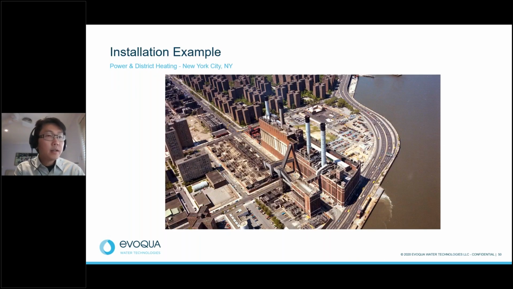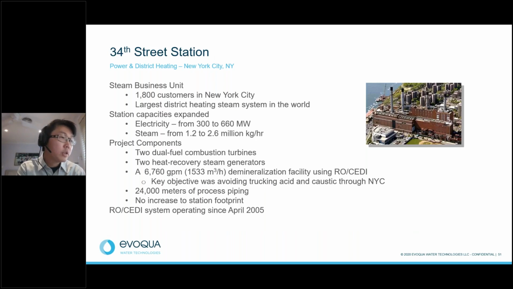So this is another example, in New York City. It's a power and district heating plant, at the 34th Street Station. Below is some information on it. It has been on RO and CDI since around 2005. There have been a few expansions over the years to increase its capacity, but the footprint still stays the same.